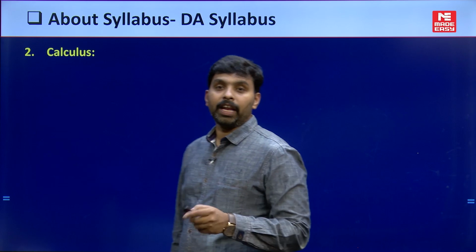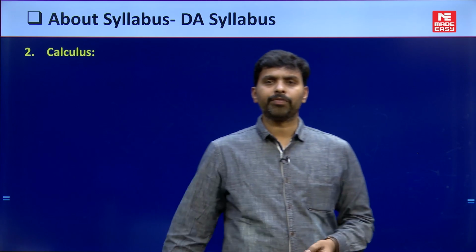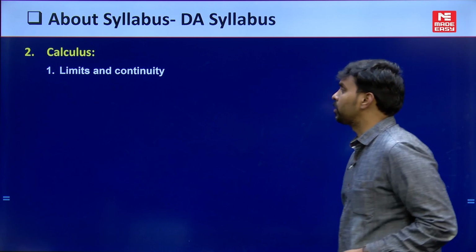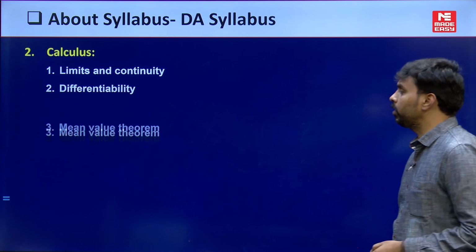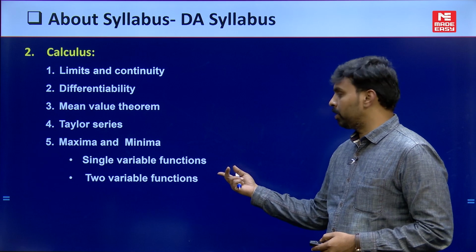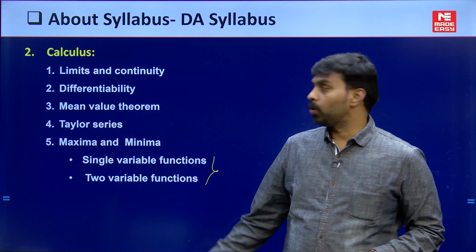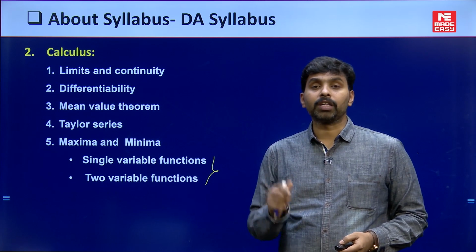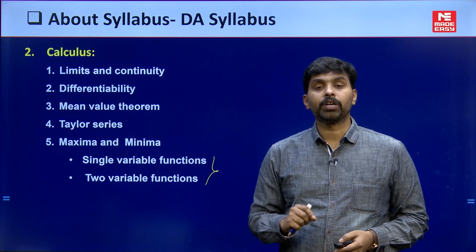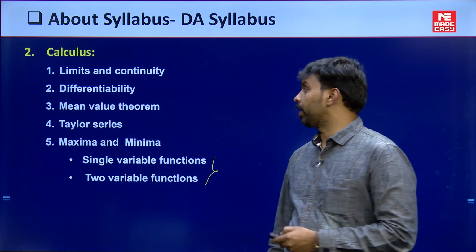Next topic is the calculus part. So calculus is the second one, where it is not much different from the engineering mathematics of other branches. It covers limits and continuity, differentiability, mean value theorems, Taylor series, and maxima and minima in single variable functions and two variable functions. We actually do calculus for optimization purposes, my dear students. Optimization techniques are very important for artificial intelligence modules. That is why this concept is there.